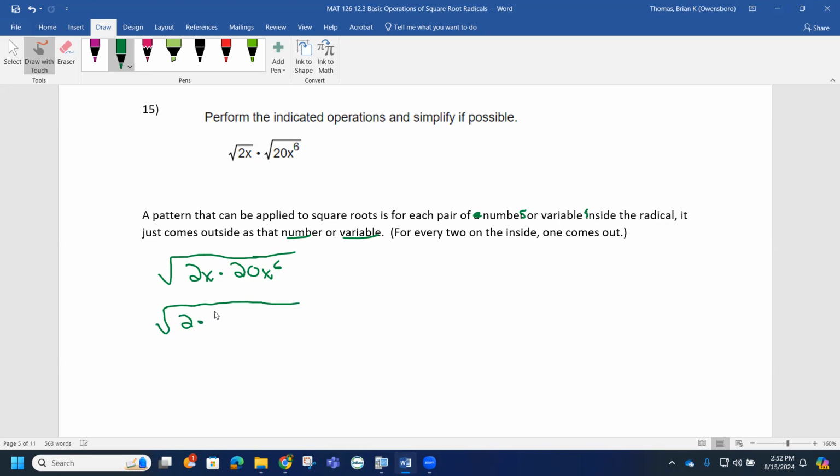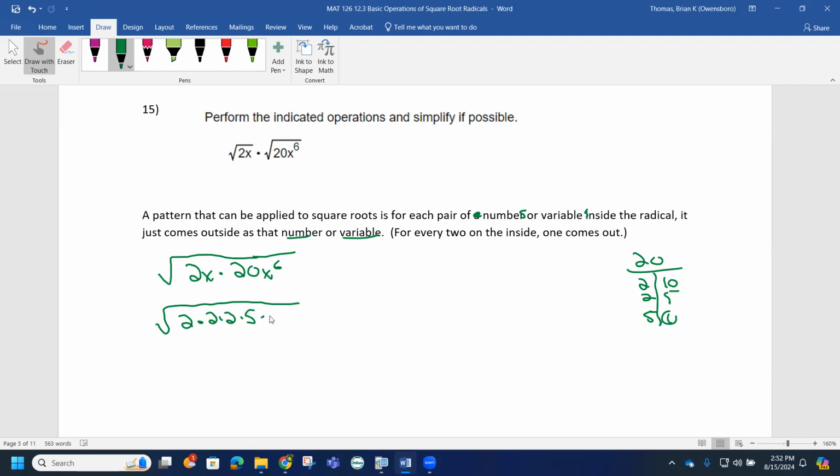So I have 2 and then 20. Remember, 20 can be broken into prime numbers. 2 goes into 20 10 times, 2 goes into 10 5 times, and then 5 goes into 5 1 time. So 20 is the same thing as 2 times 2 times 5. So I'm going to just rewrite the 20 as factors instead of multiplying it all out.